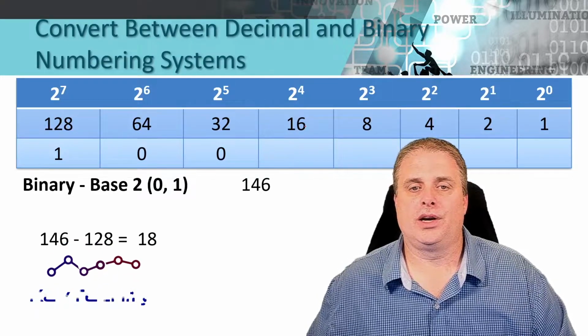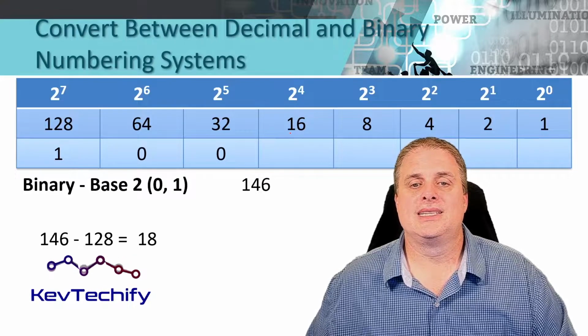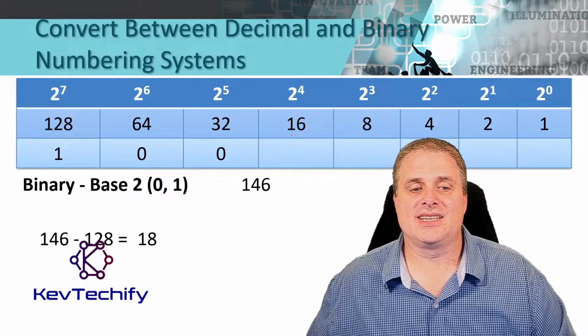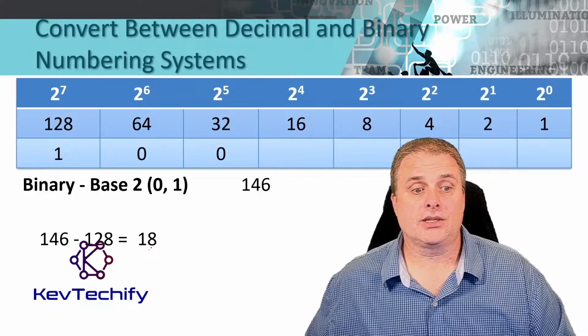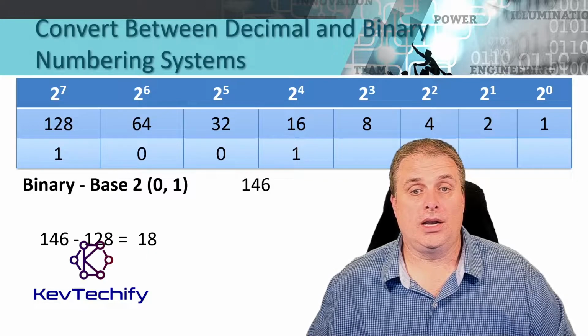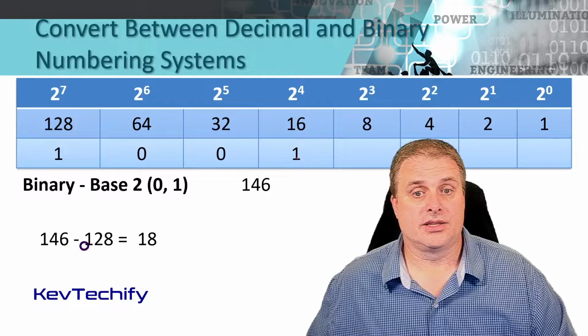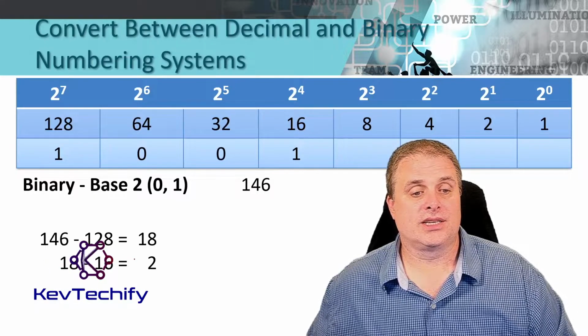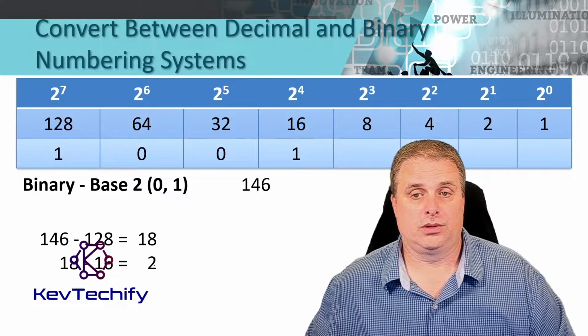Move on over here to the fifth column from the right. 16 is the positional value of that. Can I take a 16 out of 18? Yes, I can take 16 out of 18. First step I do is I put a 1 here in the 16 column, and then I subtract it out. 18 minus 16 gives me 2.